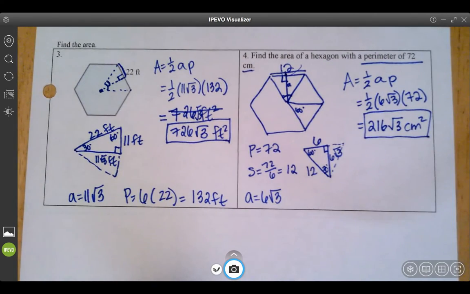Okay, we'll be practicing more in class, but it is very important that you have that solid understanding from our previous sections about the special triangles, about the difference between your different polygons, and how to find those angles.